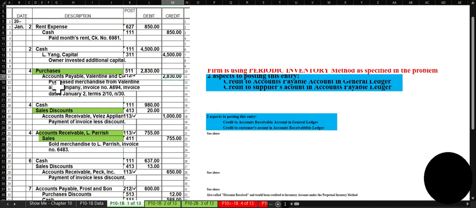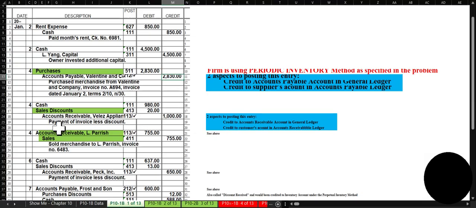Again, if they are using the purchases journal, then this would have been in that journal and it would not be in the general journal. Regardless, this amount is also going to be credited to this particular supplier's account in the accounts payable ledger. And they say they do this on a daily basis.